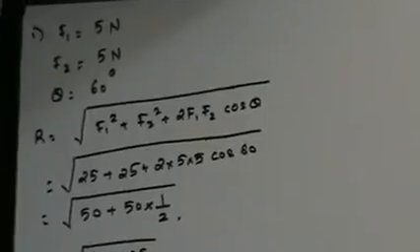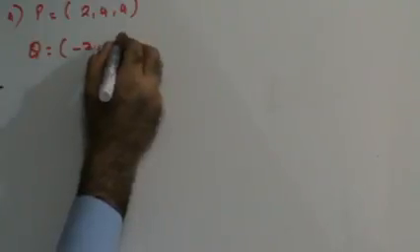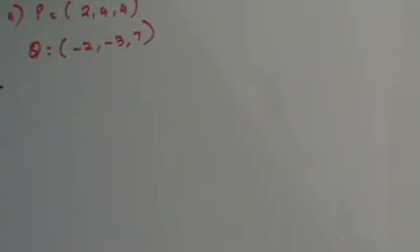In the Cartesian coordinate system, the coordinates of 2 points P and Q are 2, 4, 4 and minus 2, minus 3, 7. Find PQ vector and its magnitude.